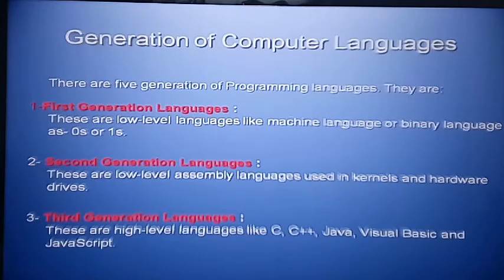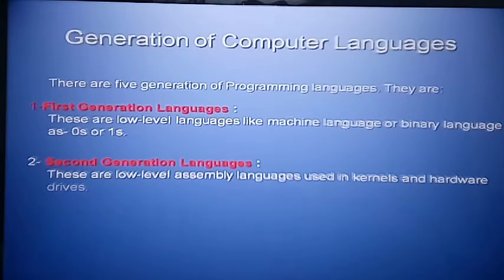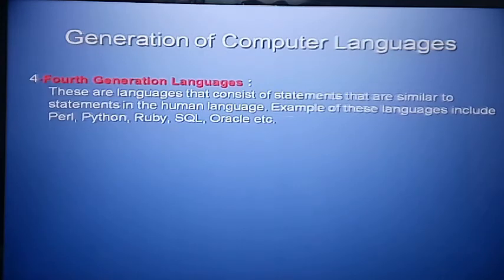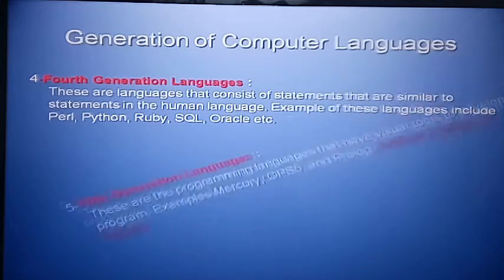Third generation languages are the high level languages like C, C++, Java, Visual Basic, etc. Fourth generation languages consist of statements that are similar to the statements of human language. It means this is a human language like English, and we can say this is an advanced language in comparison to the third generation language. Like Perl, Python, SQL, Oracle. It means the database languages. This is a fourth generation language.